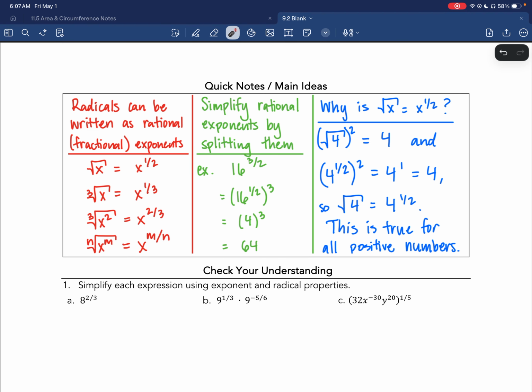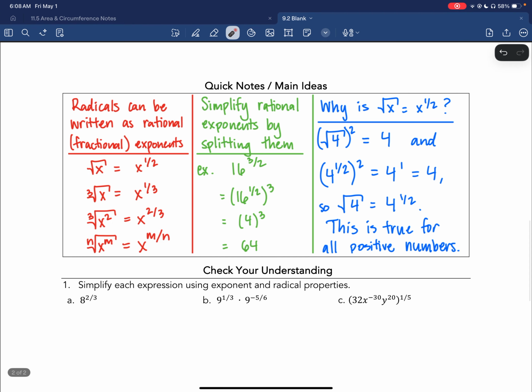For quick notes, it says radicals can be written as rational, fractional exponents. So what that means is the square root of any number, so x in this case, can be written as a fraction exponent. The square root of x is written as x to the power of 1/2. So anytime we have an exponent that is a fraction, it means that it is a root of some kind. If we want to know what the cube root of x looks like, it looks like x to the power of 1/3, where the number on the bottom always corresponds to what kind of root we have.